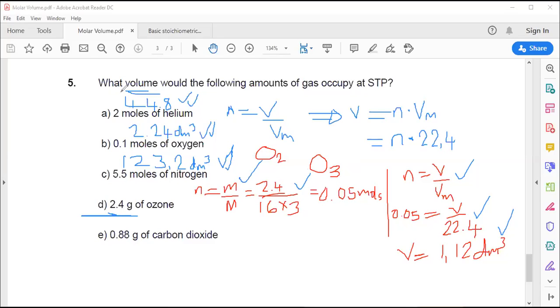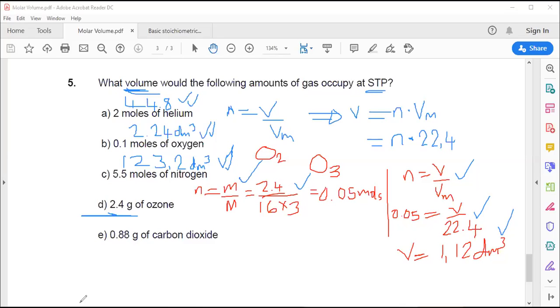The question wants volume. So now after that, you go to the formula V over Vm because it's at STP. So you're going to say number of moles is equal to volume over molar volume. Your number of moles, you take the answer that you got here, you put it here, is equal to volume over molar volume, which is 22,4. So you substitute, then you make V the subject. So you cross multiply. The answer becomes 1,12.